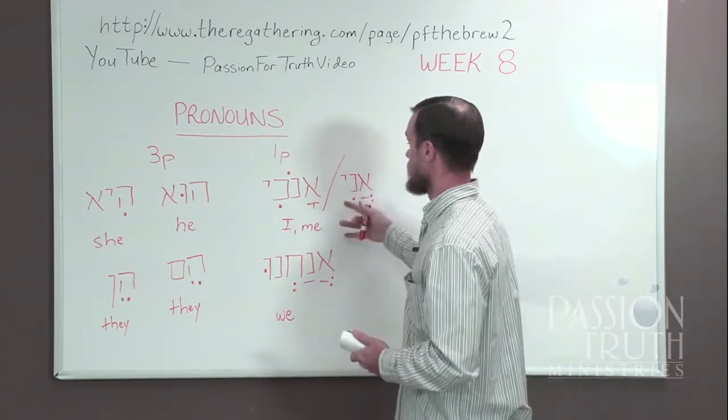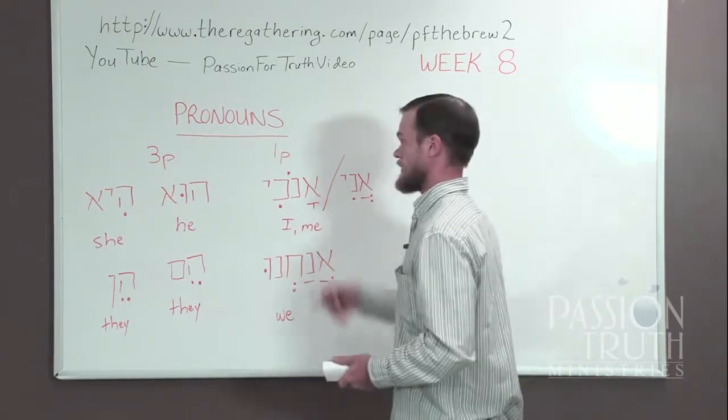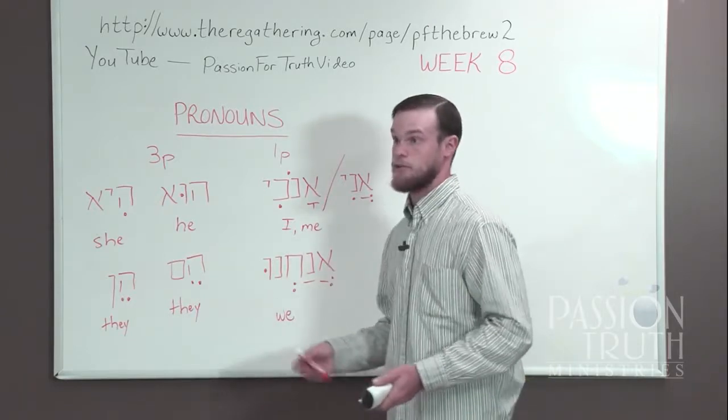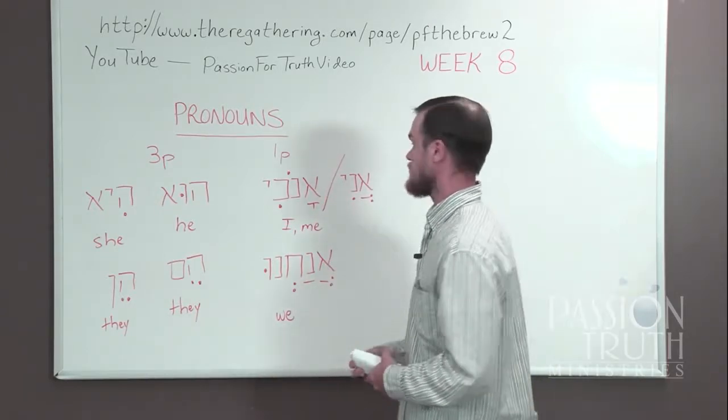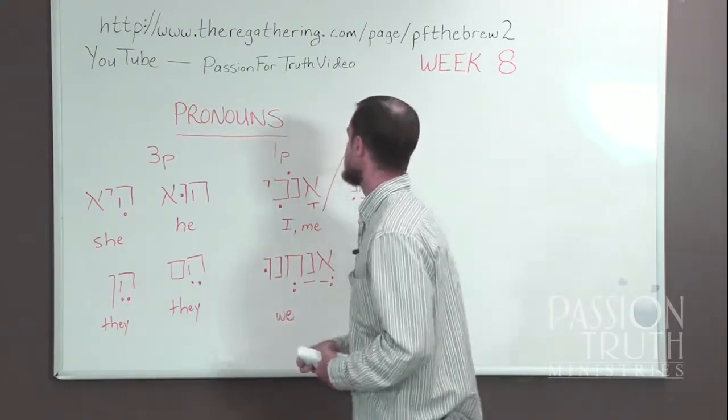But anyway, in the first person there's no distinction in gender. A man or woman can say anochi or ani. A group, whether it's men, women, or mixed, says anachnu. So in the first person, there's no gender distinction. In the third person, there is.